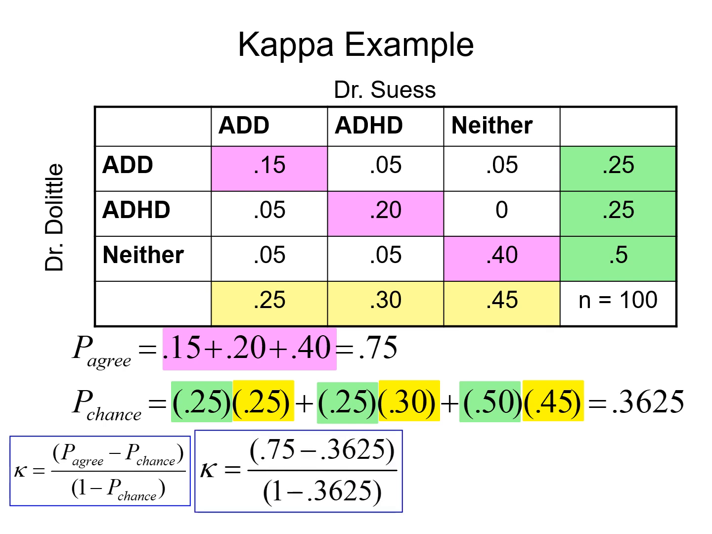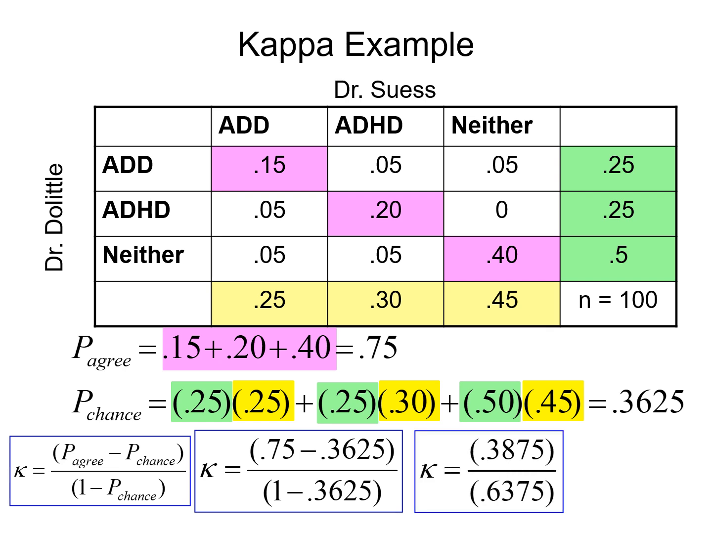Once we have these numbers, we simply add them into the equation. Again, we're calculating Cohen's kappa. Our agreement was 0.75. We subtract from that P chance, which is 0.3625. Then we divide that by 1 minus chance, 0.6375. That gives us 0.3875 divided by 0.6375, which equals a Cohen's kappa of 0.60. If you remember from the last slide, this is moderate agreement. In other words, it's not great. There is definitely some disagreement going on here.